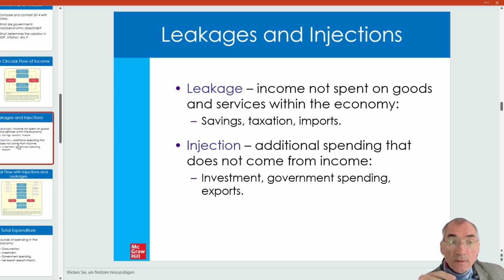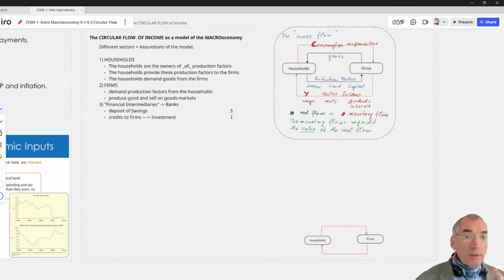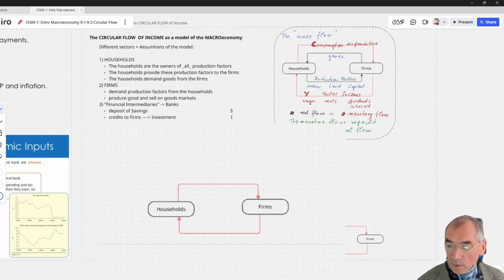Let's add these one after the other to our model. We start with the big model that you can always refer to in the figure down here, showing households and firms as those who interact. Firms have to pay factor income to the households, and the households pay consumption expenditure for the goods and services they buy, they consume.